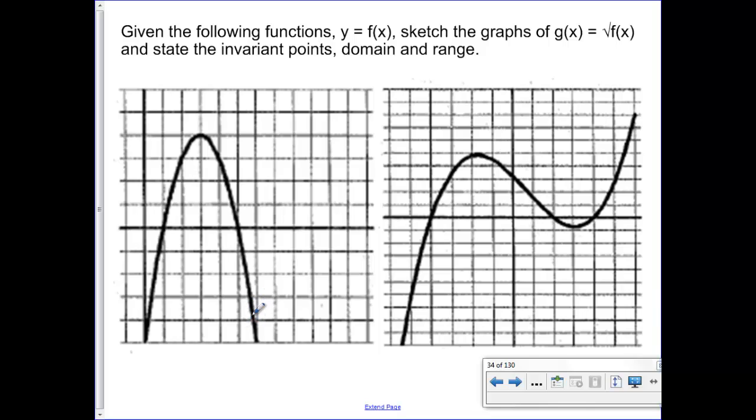Where would the graph not exist when you square root it? Okay, so all of this stuff right here and this stuff right here, I can't do anything with that. Does that make sense? And then start taking all of your y values and square rooting them. Right here I have a y value of 0, so it wouldn't move.